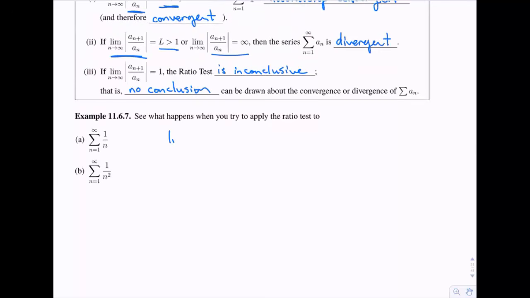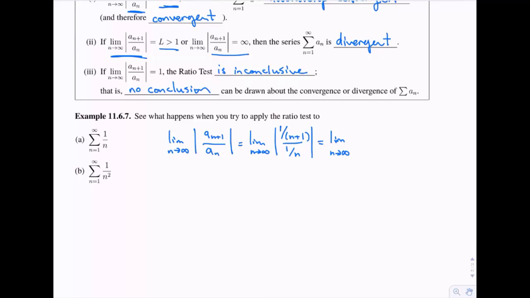So I have an a and a b. What happens if I try to apply the ratio test to the sum of 1 over n as n goes from 1 to infinity? Okay, so we're going to look at this limit, a sub n plus 1 over a sub n, the absolute value of this. So a sub n, well, that's just 1 over n, right, when I plug in n. And now a sub n plus 1, well, I would plug in n plus 1 everywhere I see an n. So I have this 1 over n plus 1.